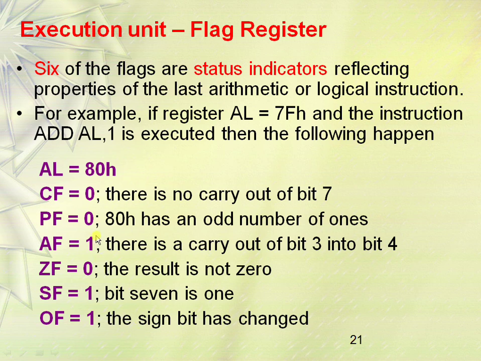If there is a carry from the lower nibble to the higher nibble, then this particular bit will become 1. As this addition has generated a carry from the lower nibble to the higher nibble, this has become 1. Then the zero flag: as the result is not equal to 0, the zero flag would be 0. Then the sign flag has become 1, because the 8th bit, that is the MSB, is 1. And then the overflow flag is again 1, because the sign bit has changed. So this is how all the flags represent the status of a particular execution.